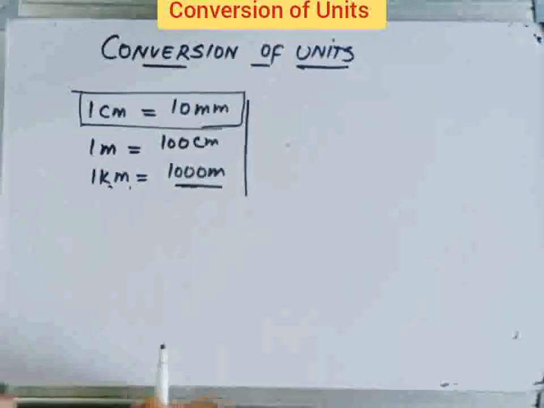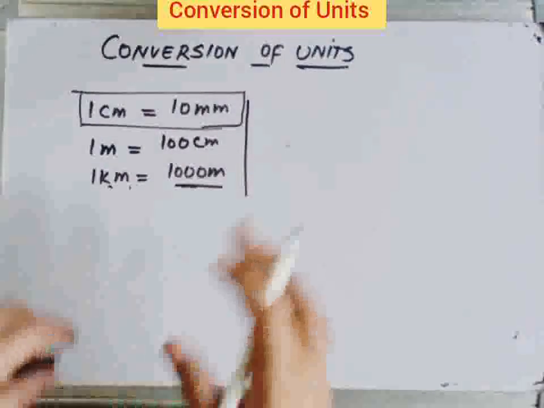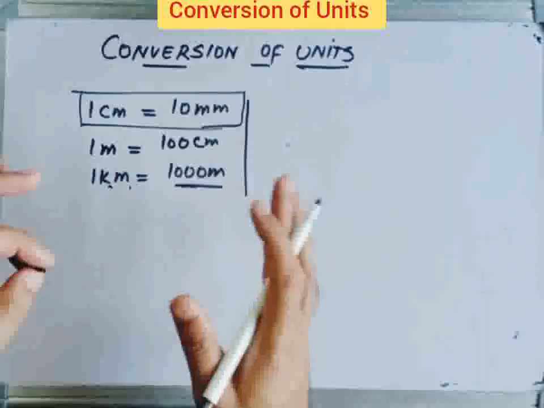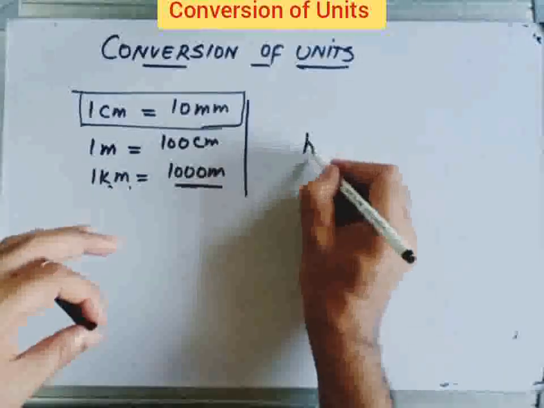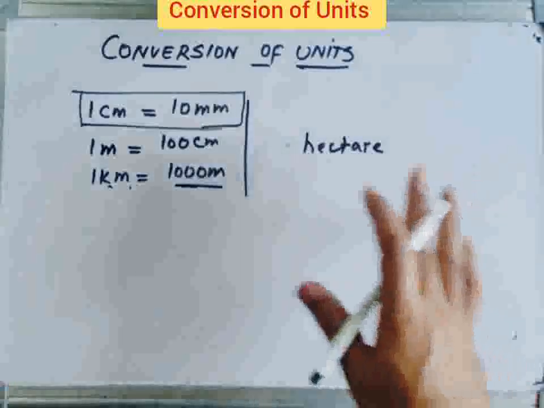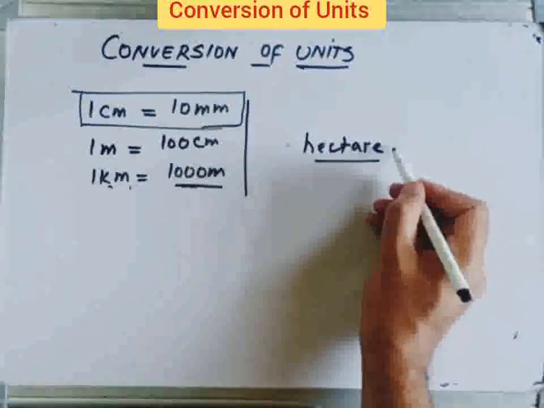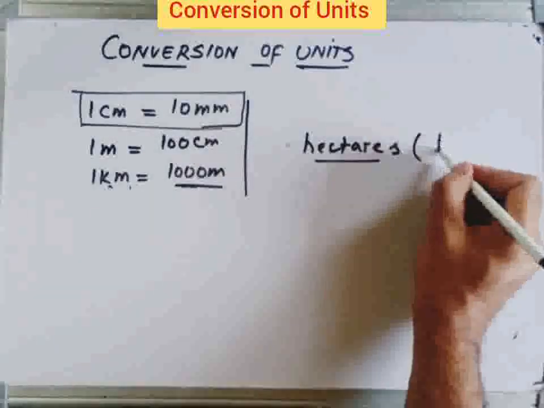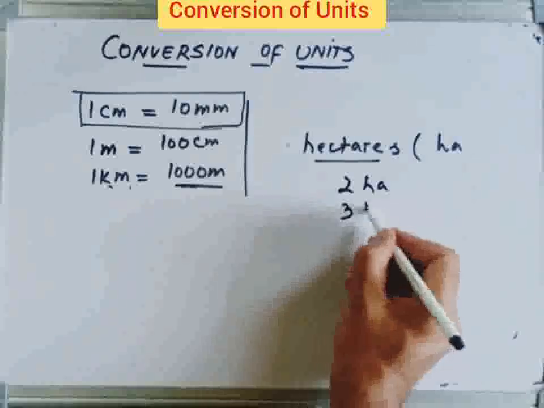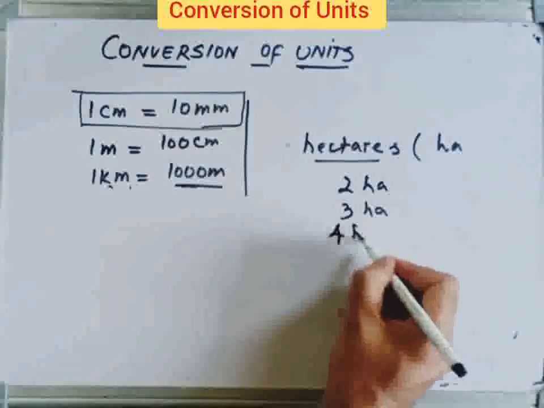You need to remember one important thing: in the metric system, areas of land are also measured in hectares. If you have to measure the area of a land, it can be measured in hectares. It is written as ha, for example 2 hectare, 3 hectare, 4 hectare.